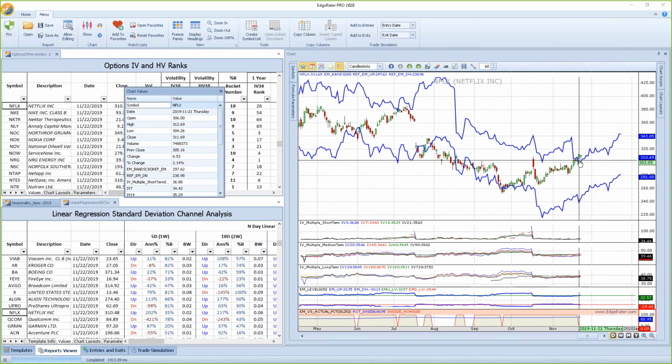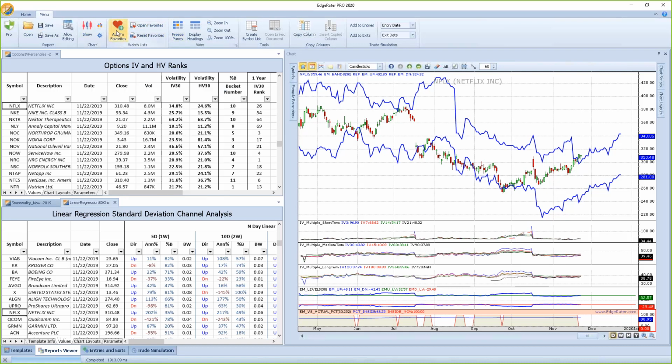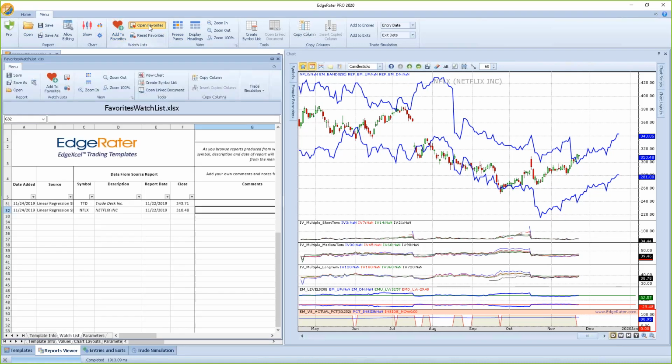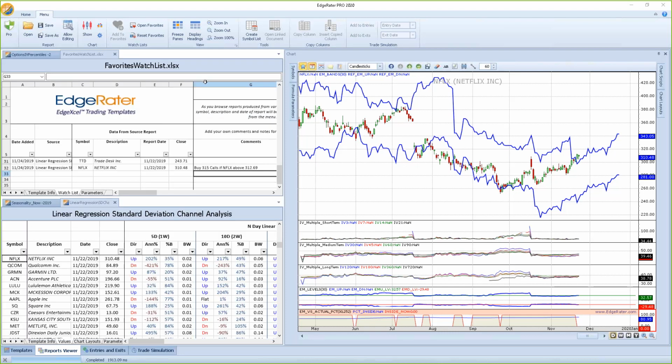So we're going to buy the 315 calls. A lot of you may not know how to enter that on Thinkorswim, so I'll show you that when we're doing the Thinkorswim bit. Yeah, I usually do 1 penny above, but if it's above 312.69, it gives you the same thing.